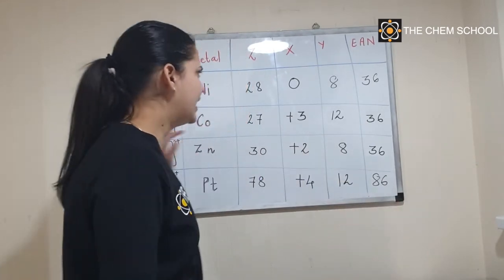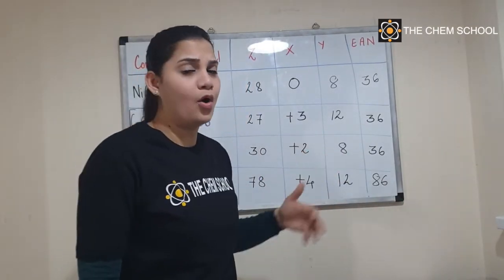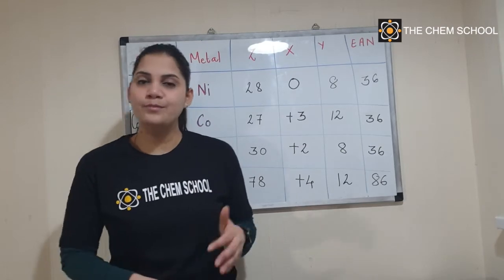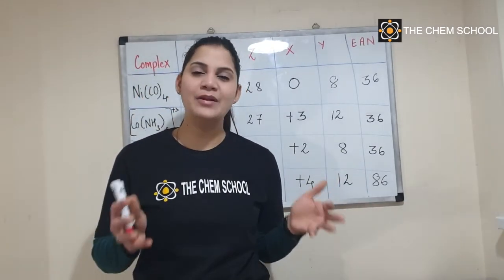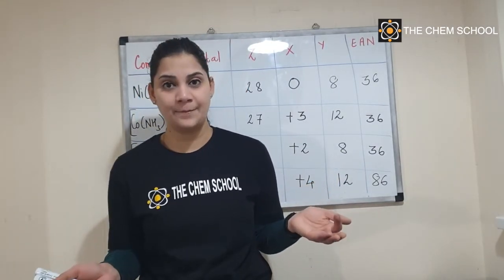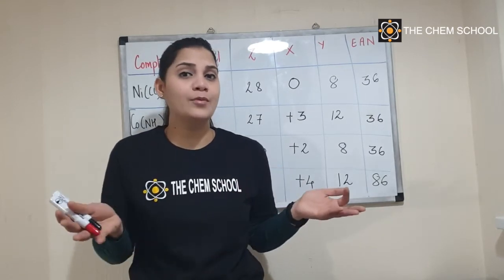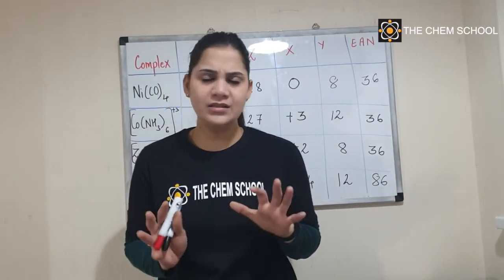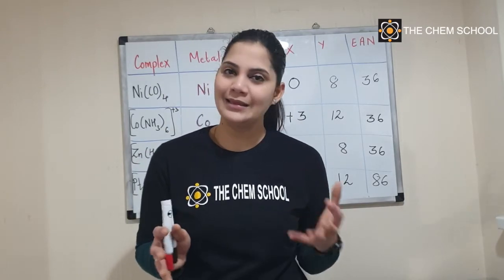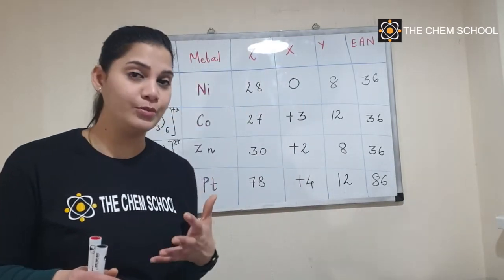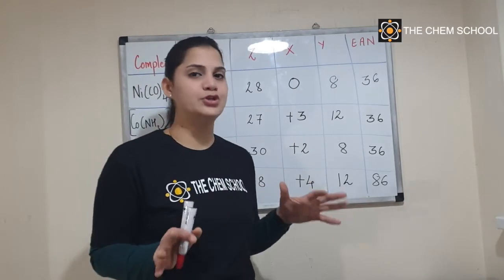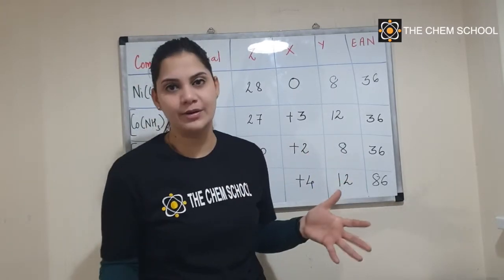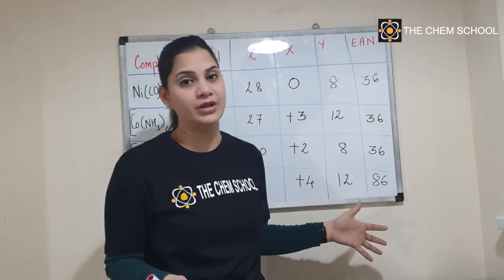So you can see that all EAN wants to say is that most of the complexes are formed just to achieve stability, just to have a total number of electrons equivalent to the nearest inert gas. But this is not always true, right? Chemistry is all about exceptions, so do remember that there are some exceptions to this, like not all central metal atoms have the inert gas configurations.